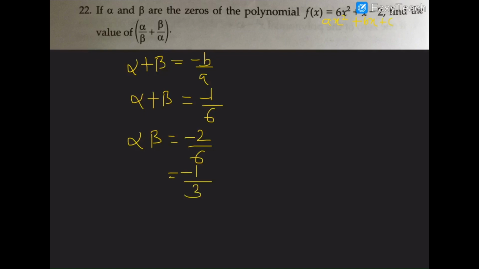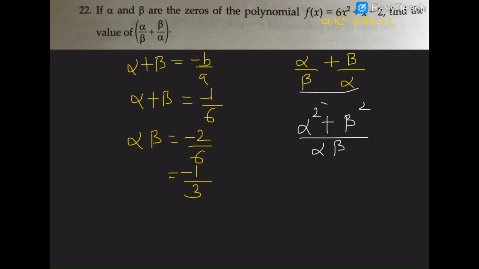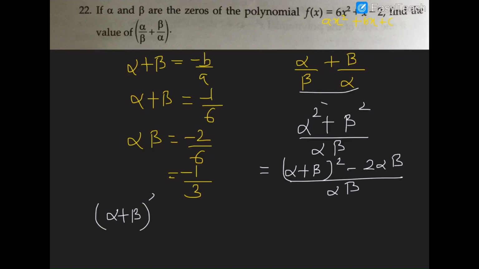Now what are they asking? Alpha by beta plus beta by alpha. Correct. Now taking the LCM of this, what are we getting? Alpha square plus beta square by alpha beta. But we don't know the value of alpha square plus beta square. But we know one identity: alpha plus beta whole square minus 2 alpha beta by alpha beta. Correct. We know the identity alpha plus beta whole square is equal to what? Alpha square plus beta square plus 2 alpha beta.